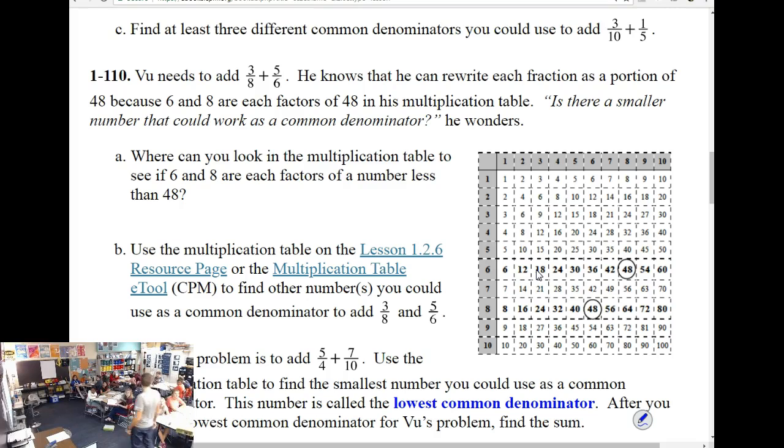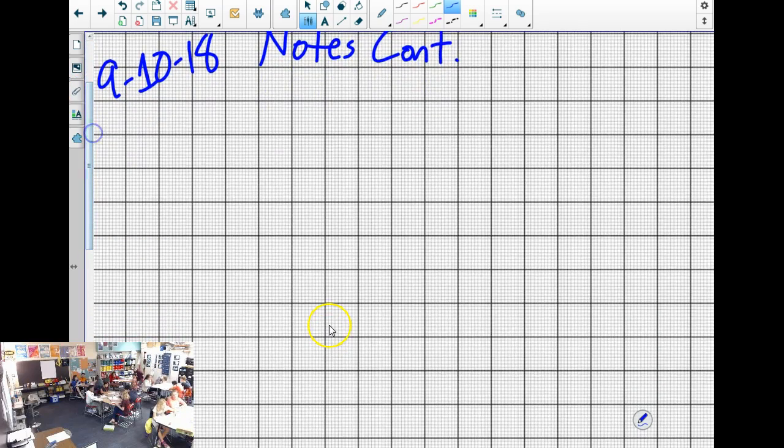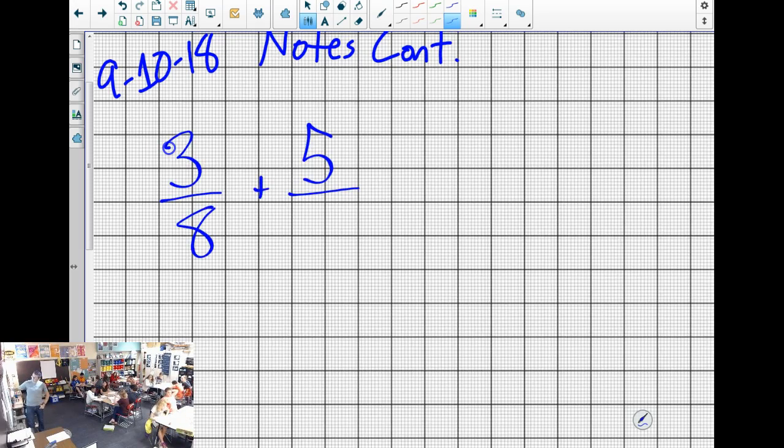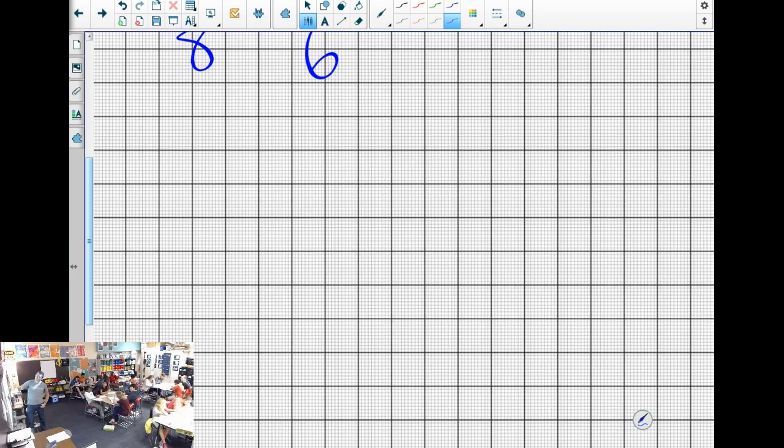I should hear a lot more talking than I do right now, which is weird for your teacher to tell you, but we should be talking with each other to add up these fractions. Your first objective is 3/8 and 5/6. Your next is 5/4 and 7/10. I'm going to swap screens so I have my notes up here. Common denominator.